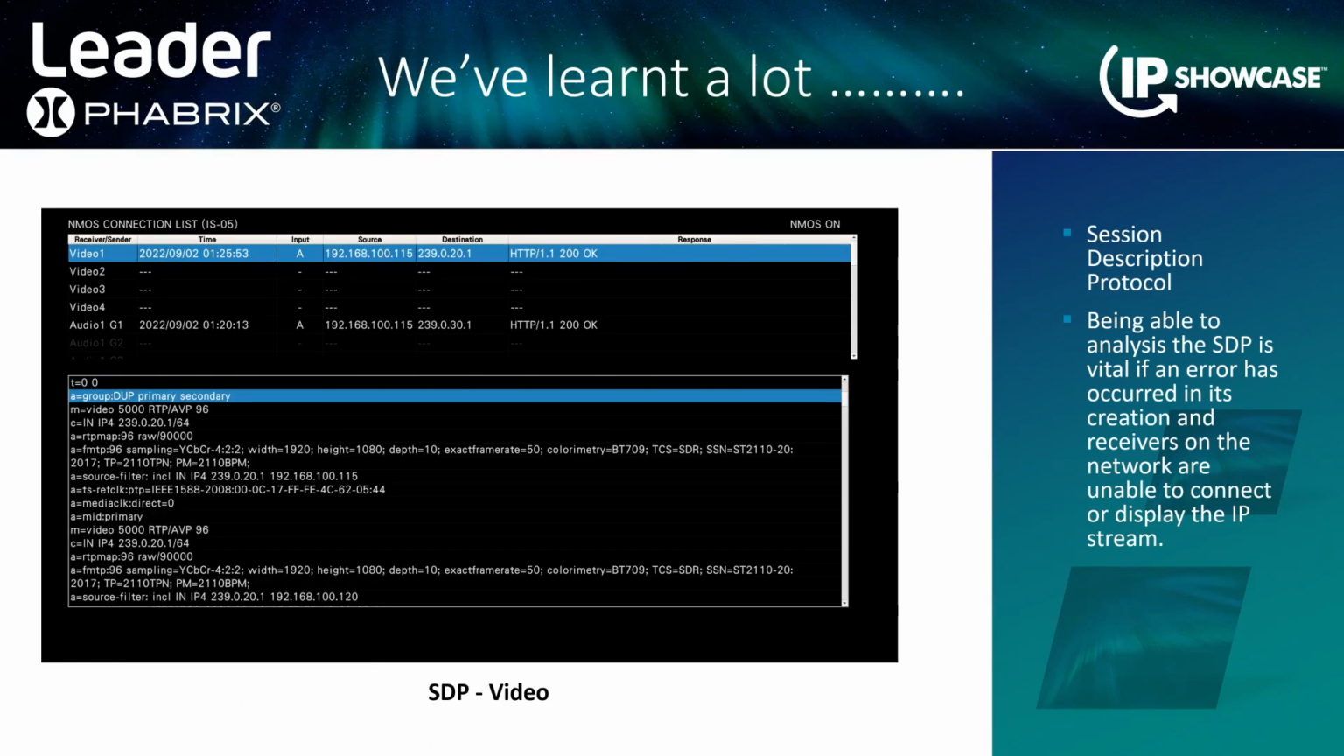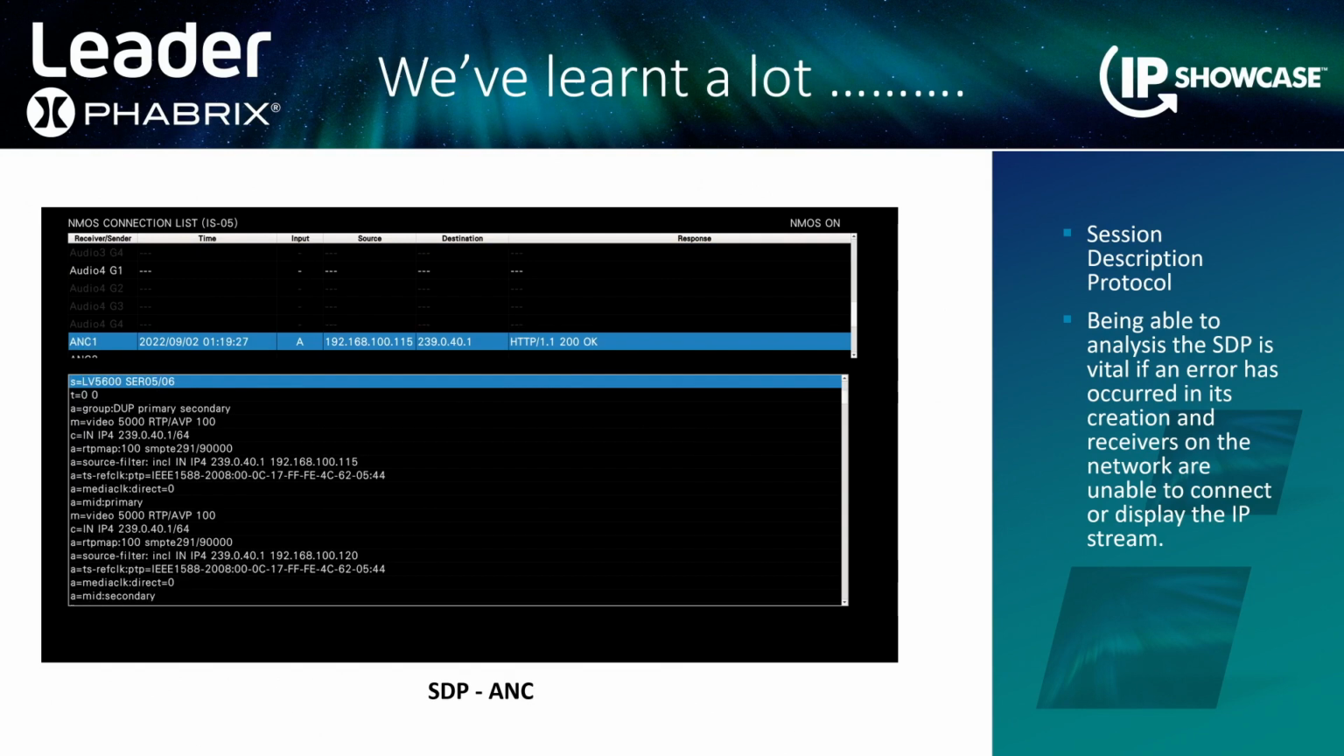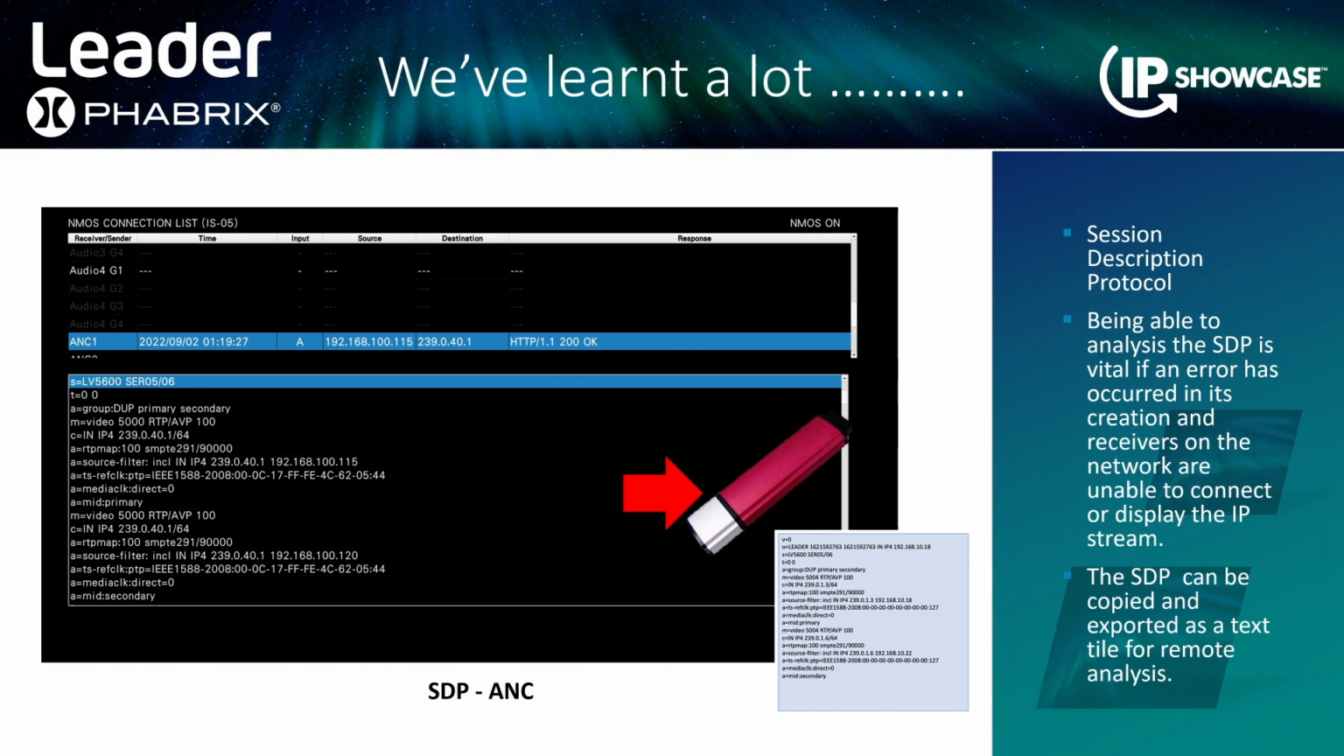So your test and measurement products have to have a suite of tools that allow you to see this. Here's an audio ancillary data, and on the Leader products, you can actually export this via a USB key, so you can take it away and analyze it, because these can get quite big and quite complicated the larger the systems.